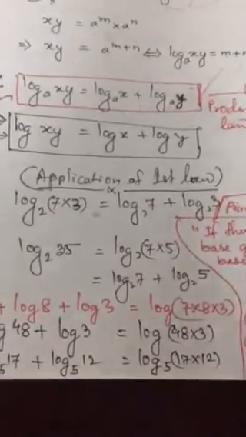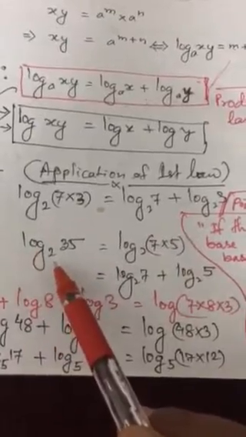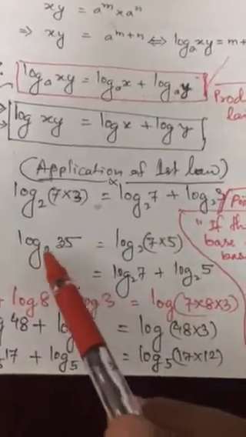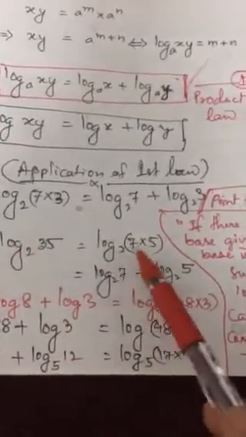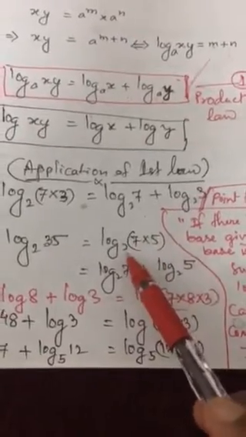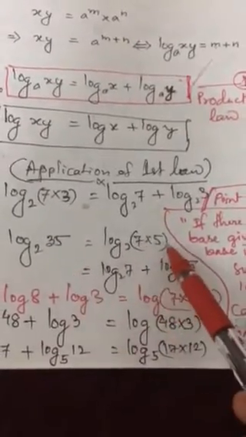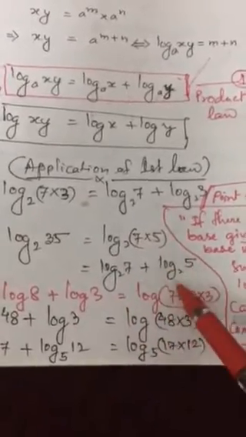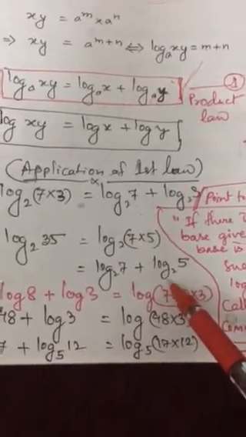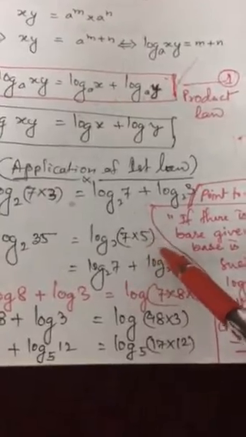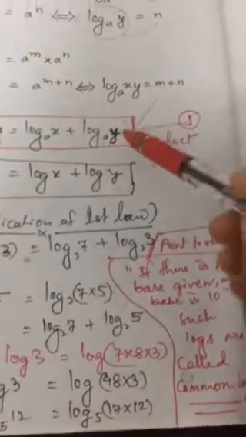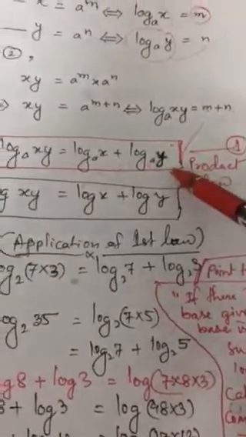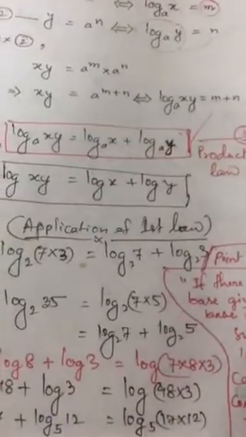Like that, log 35 to the base 2, so log 35 can be written as log 7 multiply 5 to the base 2. 35 can be 7 multiply 5. Again this can be written log 7 to the base 2 plus log 5 to the base 2. Got my point? Here also I have used this law, the first law, this is the product law of logarithm.